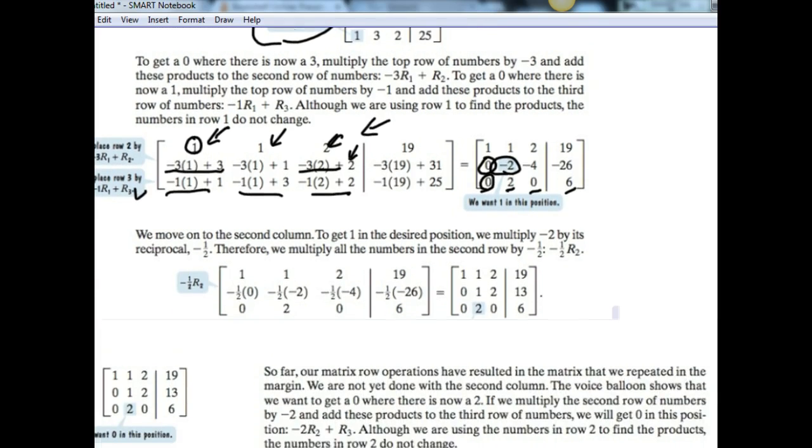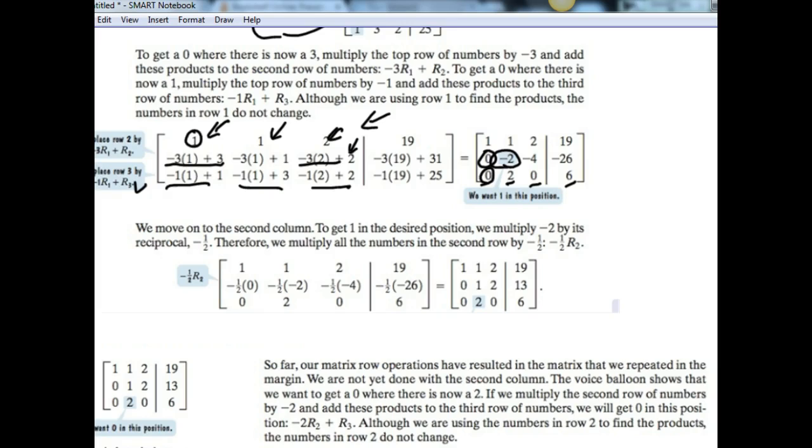Now, the next step is that we've got to get this middle column, the one highlighted in blue here. We need to try to get it to be a 1, a positive 1.